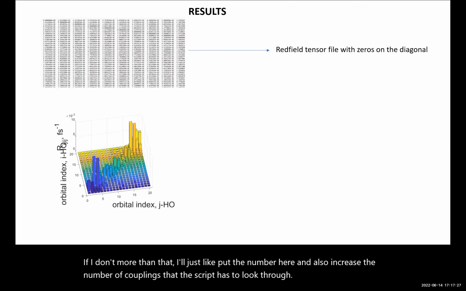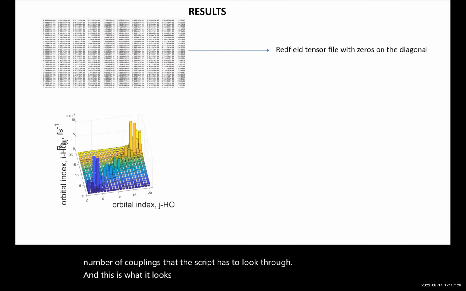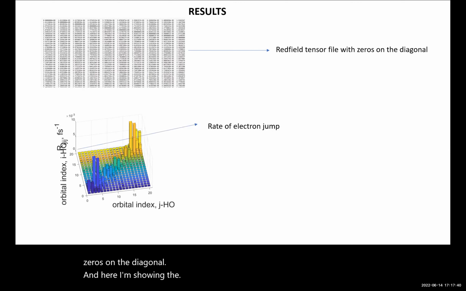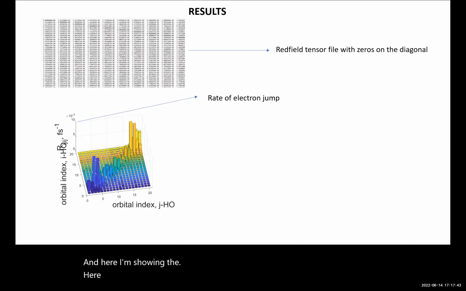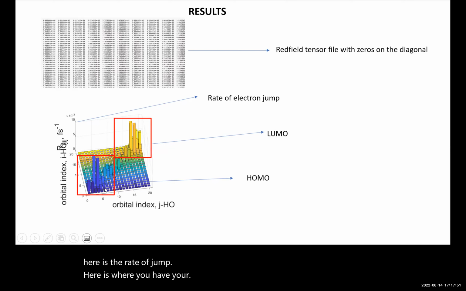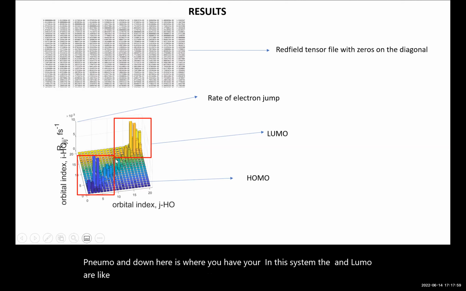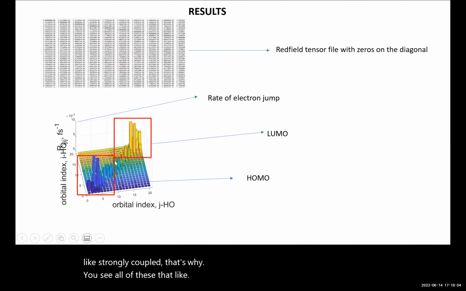And this is what it looks like. This is what the Redfield tensor file looks like with zeros on the diagonal. And here I'm showing the RIJLM. Here is the rate of jump. Here is where you have your LUMO, and down here is where you have your HOMO. In this system, the HOMO and LUMO are strongly coupled. That's why you see all of this, they're very close to one another.